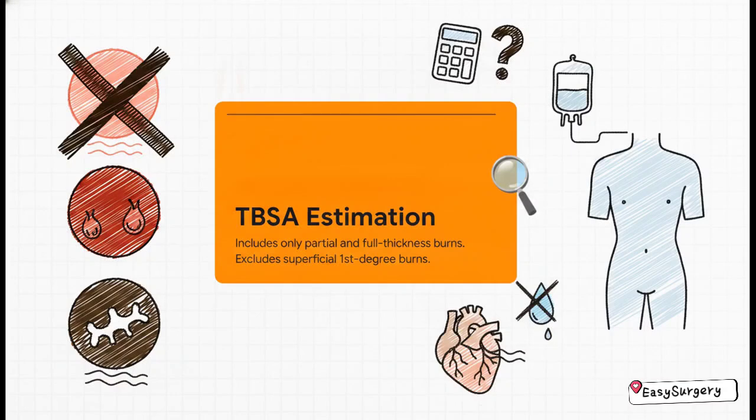Here's an incredibly crucial point right out of the gate. When you are calculating total body surface area, or TBSA, you must never, ever count superficial first-degree burns. Only your partial thickness, which are the second degree, and full thickness third-degree burns actually count toward your fluid resuscitation calculations. This is such a classic trap. Just lock it in your brain right now. Superficial burns don't cause significant capillary leak, so they literally do not count for the math.